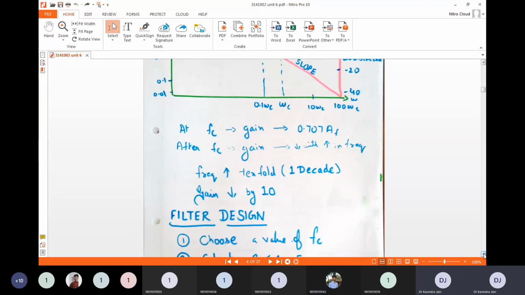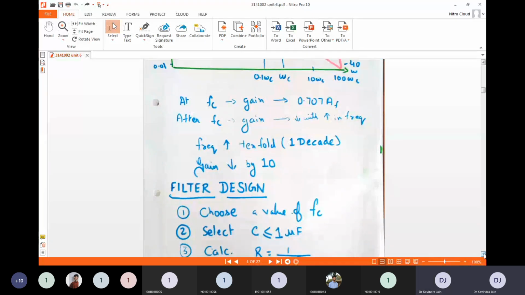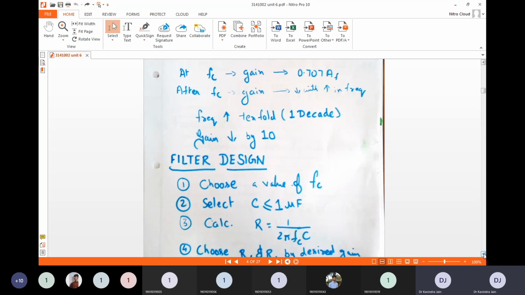Yes, sir. Okay. Secondly, select a value of capacitor which is less than or equal to 1 microfarad. Third step is, since now we have the value of FC as well as the value of C, we can calculate the value of R, that is resistance. So R is equal to 1 upon 2 pi FC into C, right? Correct? Yes, sir.